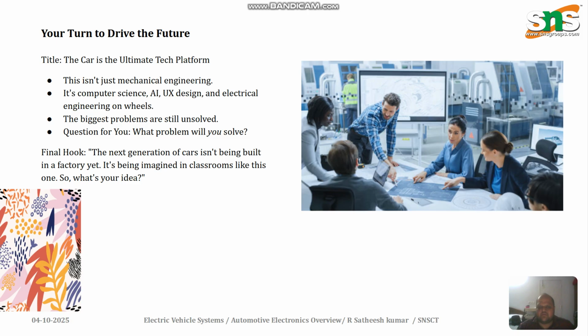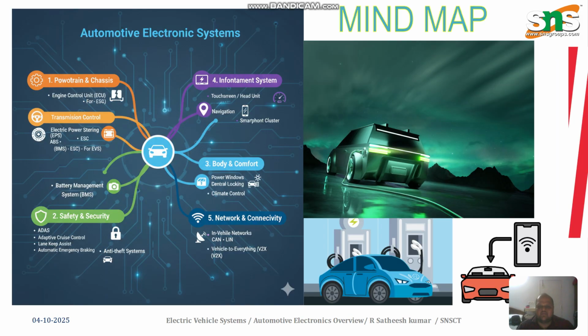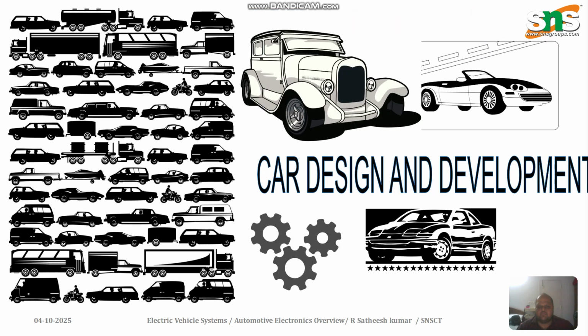Students like you sitting in the class 10 to 15 years back were thinking about the autonomous vehicle. That is what the real autonomous vehicle running now. Similarly, the students sitting here now have to think in a better way so that new ideas will come again. This simple mind map tells more about autonomous electric vehicles. It has five major components: powertrain, transmission control, safety, body comfort, and network connectivity with the infotainment system. These are some car images from the older period to the new period.